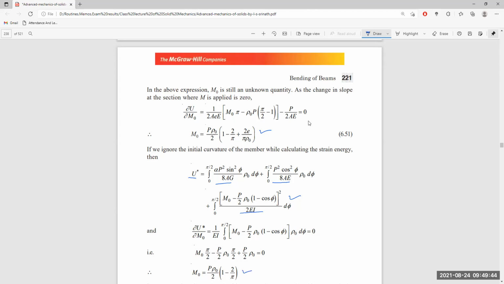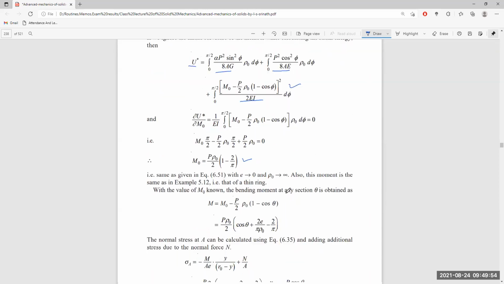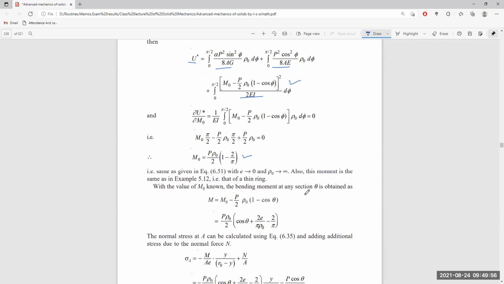So if we rewrite this term, we will get this particular value here, in the same equation 6.51. It is the same as given in the earlier equation when F star tends to 0 and rho 0 tends to infinity. This moment is the same as in the figure, so that is the peak moment.